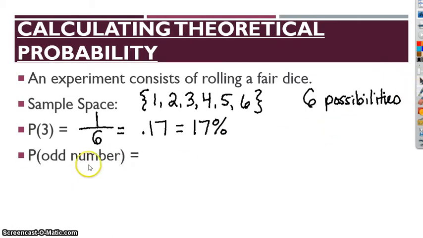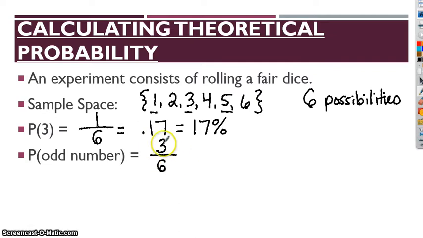Sometimes an event can be more than one outcome. This says probability of an odd number. So I want you to think about how many ways that event can happen. How many ways can you get an odd number on a fair dice? Well, you could get a 1, you could get a 3, or you could get a 5. So there are 3 ways to get an odd number out of 6.